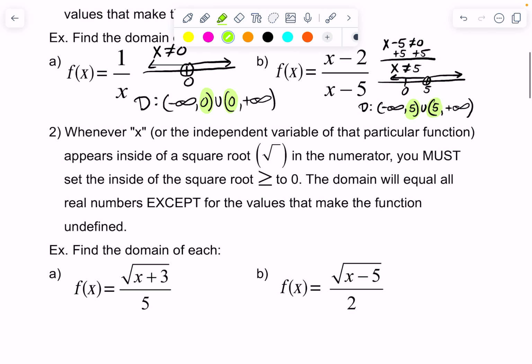Okay, second exception. Whenever x, or the independent variable of that particular function, appears inside of a square root in the numerator, you must set the inside of the square root, or the radicand, to greater than or equal to 0 and solve. The domain will equal all real numbers except for the values that make the function undefined.